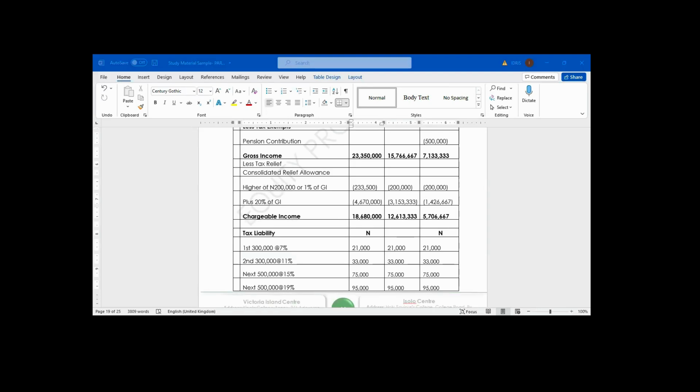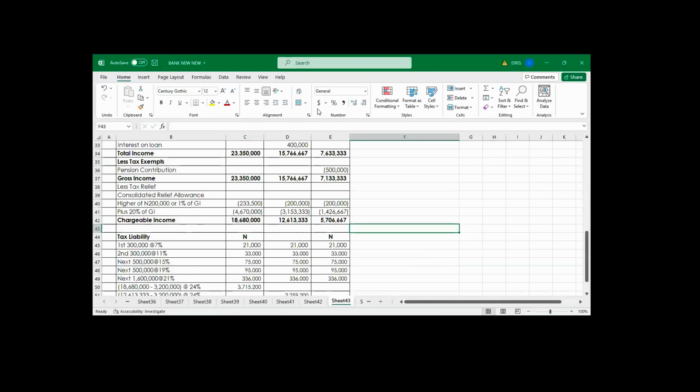Oh, I understand what happened. Let me show you the Excel. Can you see the Excel now? Yes, sir. When I want to add the chargeable income, you can see the cursor did not pick this.